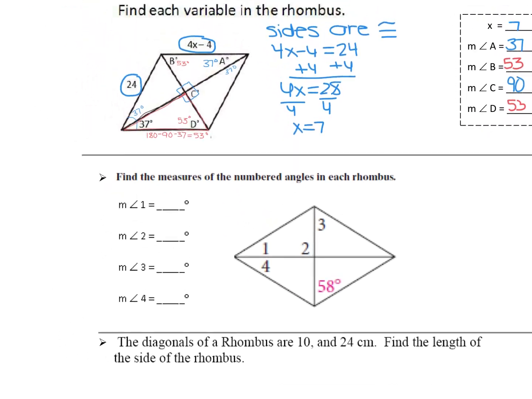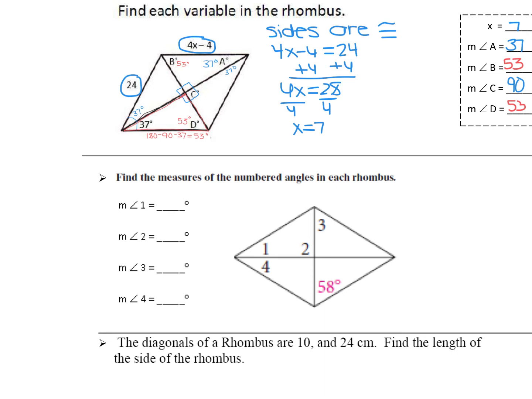Next, for the rhombus, find the measure of the numbered angles. Okay, again, for a rhombus, we know that when the diagonals intersect, they form 90-degree angles. So angle 2 is going to be 90 degrees. Okay. We also know that the diagonals bisect the angles. So if this bottom angle is 58, the other part of it also has to be 58. Okay. Since 3 is opposite that 58, 3 is going to be 58 as well.